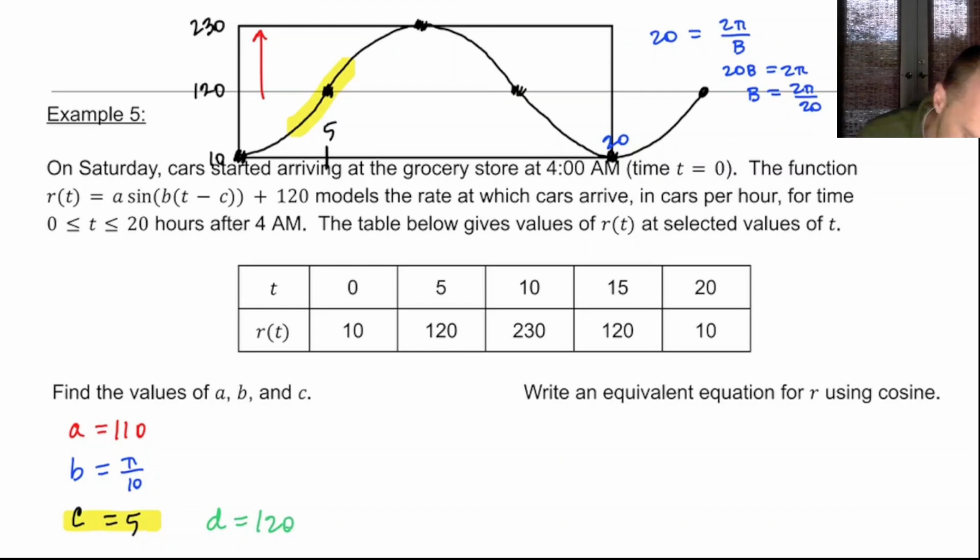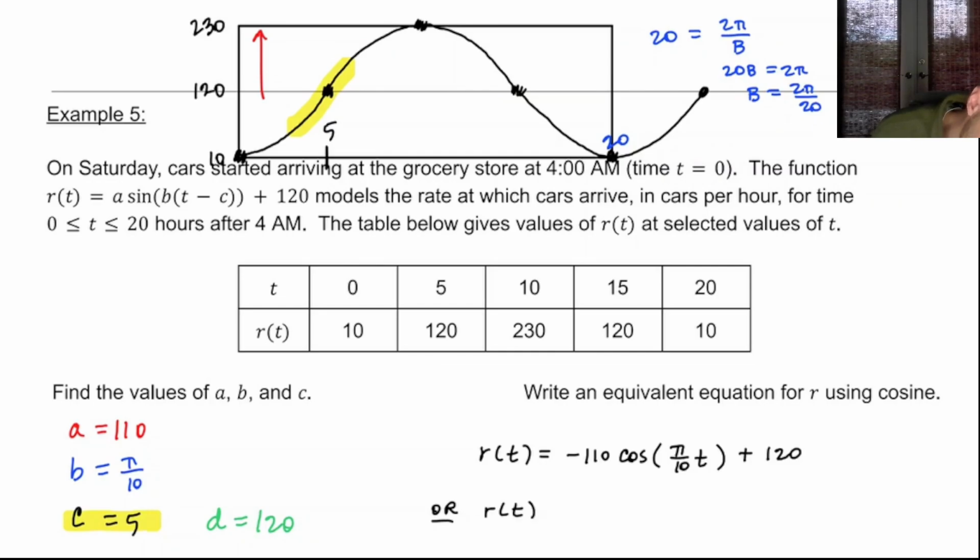And if we wanted to write an equivalent equation for r using cosine, we would say r of t equals, a would be the same, 110 cosine. But I might just like to call that a negative cosine since it started at the bottom. So negative 110 cosine of, again, pi over 10 t. Okay, no phase shift because I'm starting at the bottom, like a negative cosine does, and plus 120. But I'd say there are definitely other right answers.